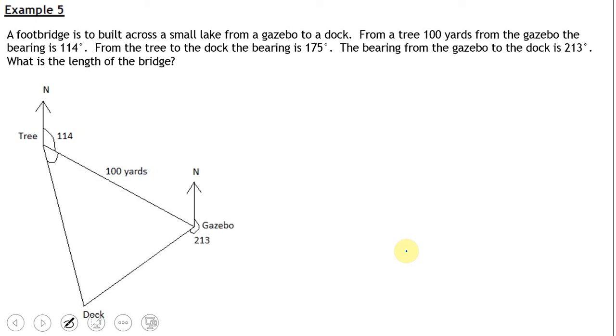So a little quick sketch of that. If we draw the tree, we do a bearing of 114 degrees from the tree to the gazebo, and we denote the distance between them as 100 yards. And then we also draw the gazebo as having a bearing of 213 degrees to the dock.